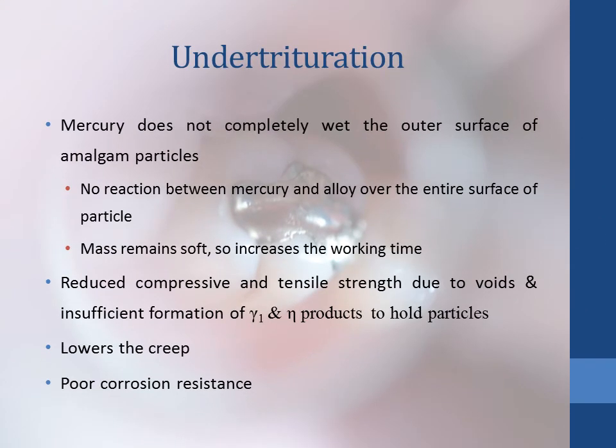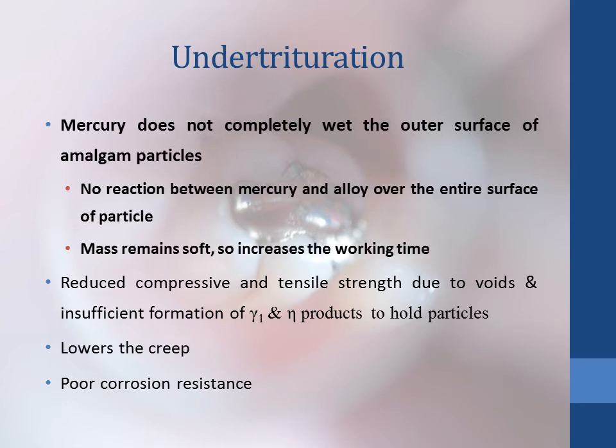Under-trituration: what happens if you under-triturate the mixture? Mercury will not completely wet the alloy particles, so it will not be plastic. No reaction will take place between mercury and alloy. It will remain limited to just the surfaces it contacted. The mass remains soft, so the working time will be increased. It will not set, and as a result, the compressive and tensile strength is reduced. Voids and porosity will form. Creep will be less, but corrosion resistance will also be less, and there will be insufficient formation of the gamma 1 and eta products to hold the particles within.